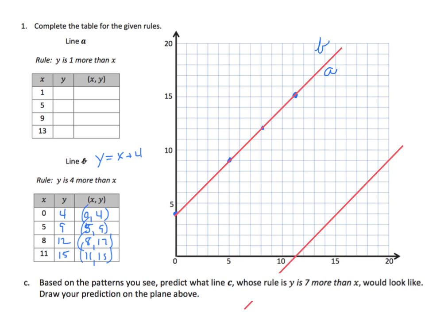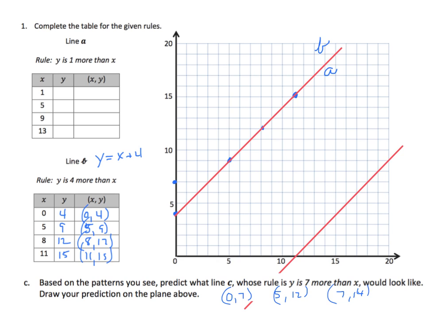I'm just going to write them down here. And we have, I'll take 0 and 7. And I'll have 5 and 12. And I'll take a third value, we'll say 7 and 14. Okay, we'll plot these values. I like to have at least three values. So we'll start with 0 and 7.